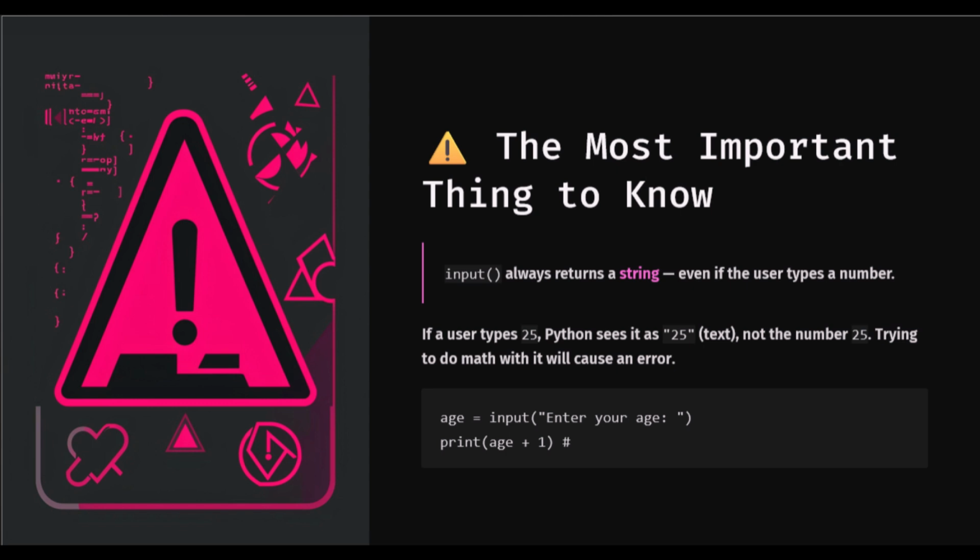This is a big deal because if you try to perform math on that input, like adding 1 to the age, your program will crash with an error. You cannot add a number to a string. To fix this, we have to tell Python to convert that text into an actual number, a process called typecasting, which we will cover in the next part of this series.